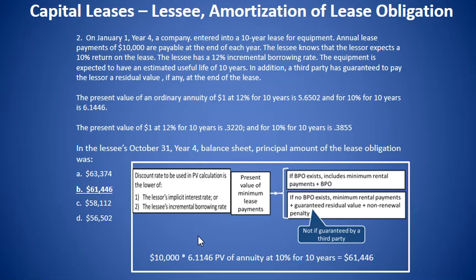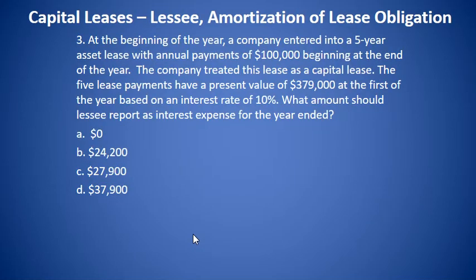Let's try number 3. At the beginning of the year, a company entered into a 5-year asset lease with annual payments of $100,000 beginning at the end of the year. The company treated this lease as a capital lease, so we know it's a capital lease. The 5 lease payments have a present value of $379,000 at the first of the year based upon an interest rate of 10%. What amount should the lessee report as interest expense for the year ended? So again, stop your video. After you've come up with an answer, restart your video.